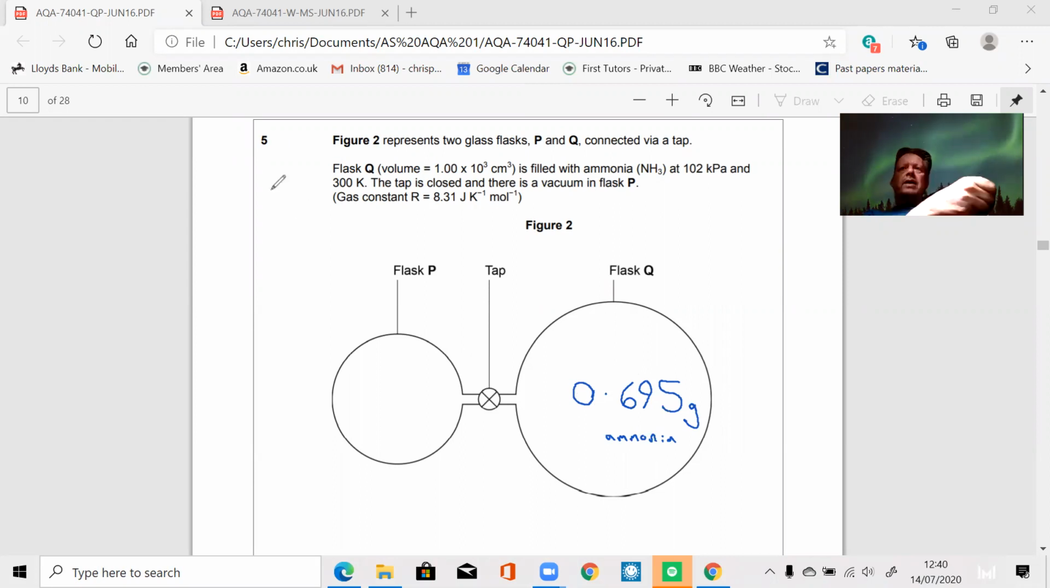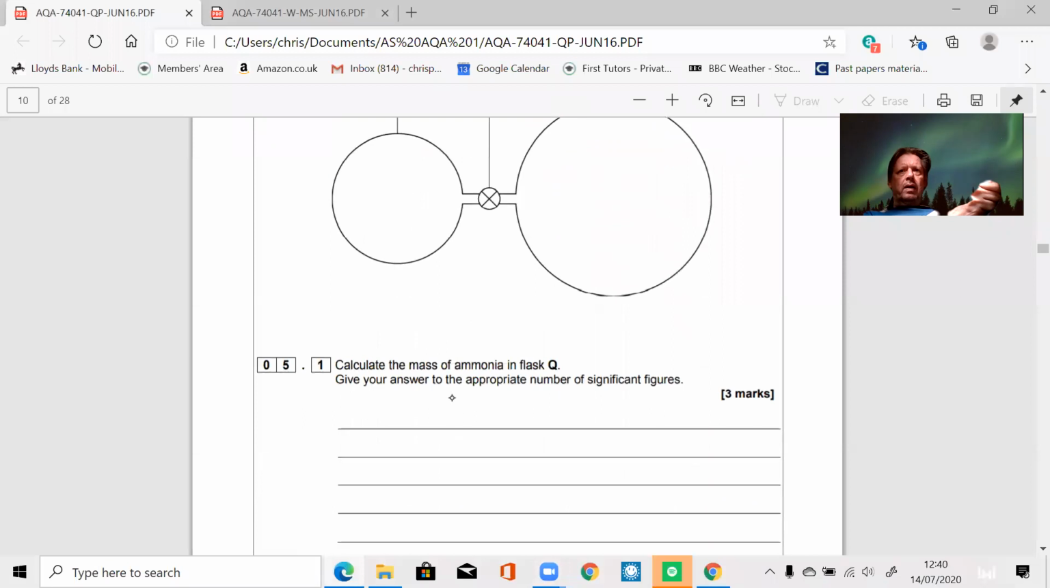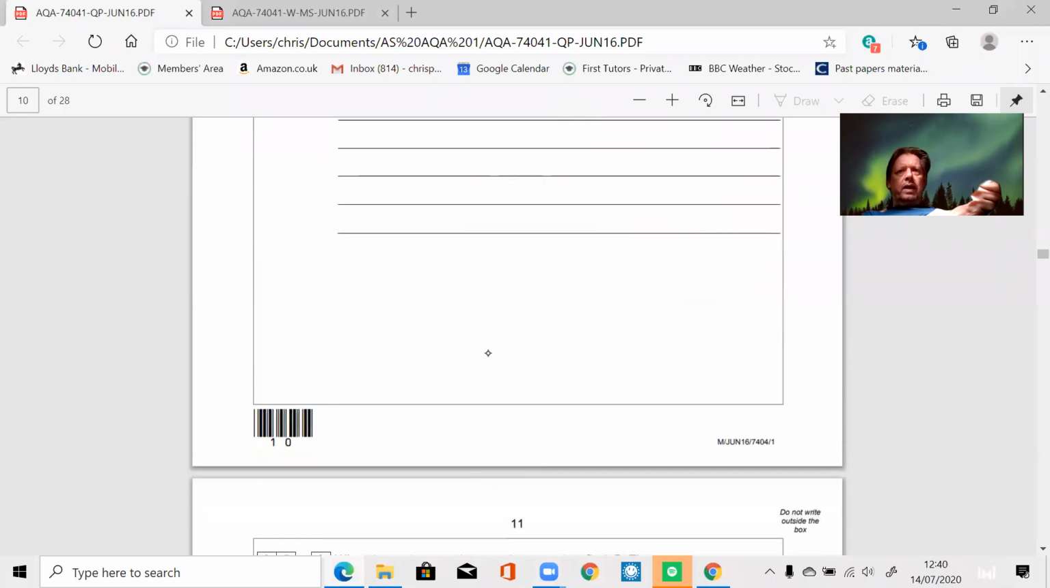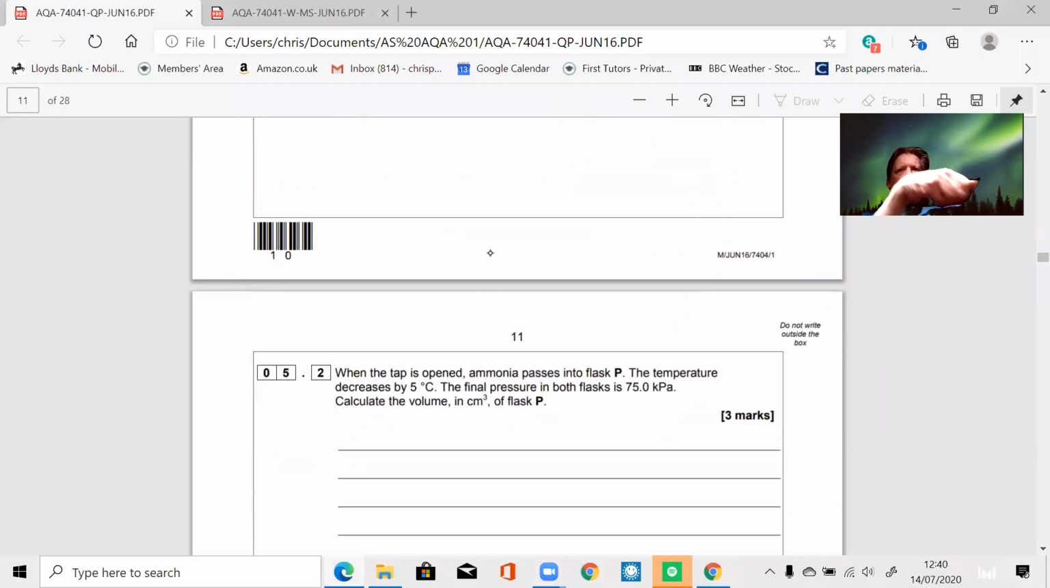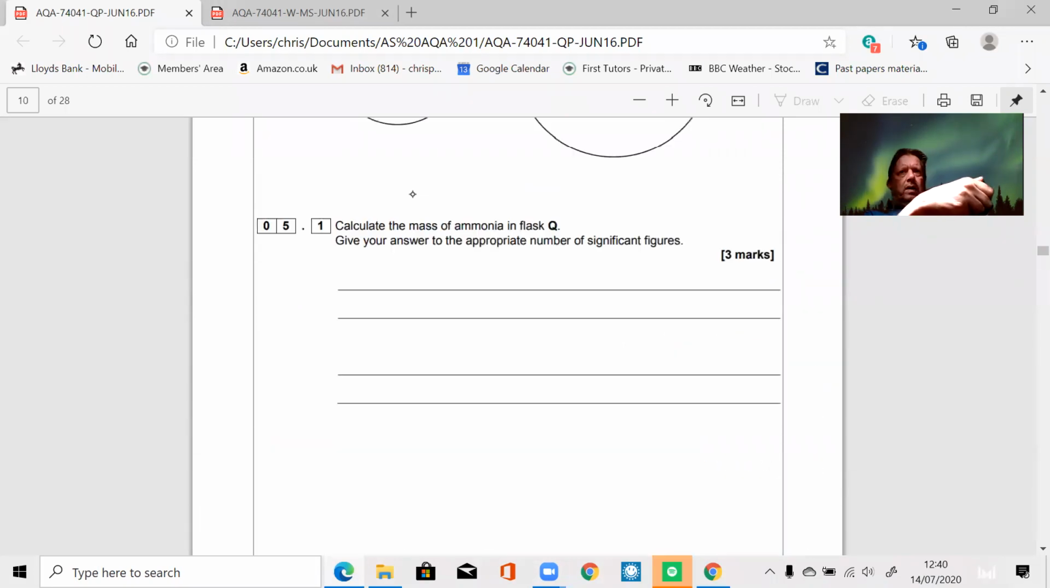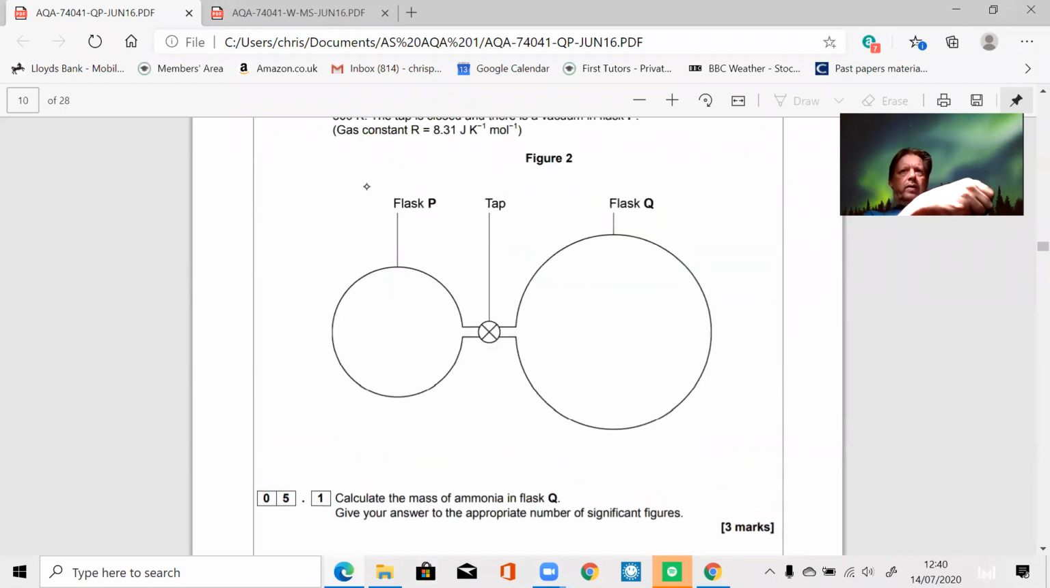Okay, so the next thing to do is to look at the rest of the question, and we will do that now. So let's have a look. We've done that. The next bit is we're going to open the tap. The temperature decreases by 5 degrees C, and the final pressure changes to 75 kilopascals. Okay, let's get our heads around that.